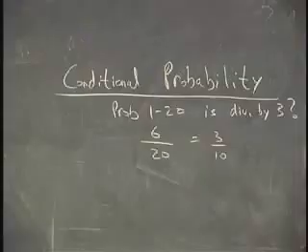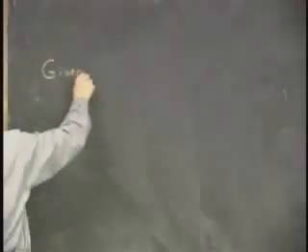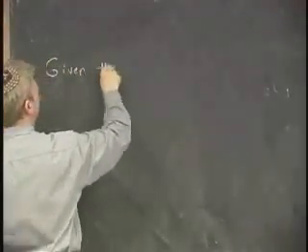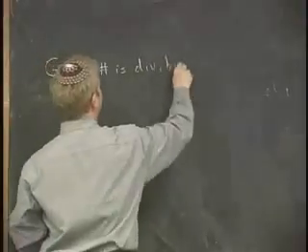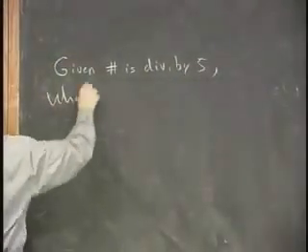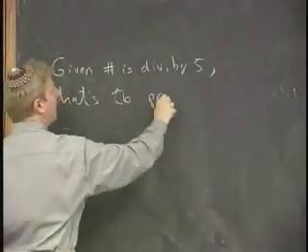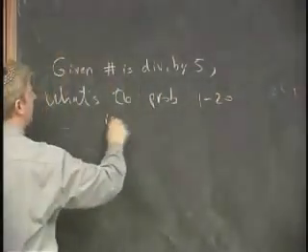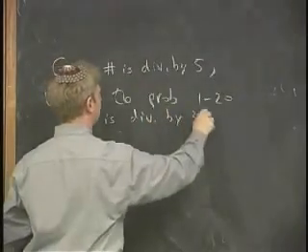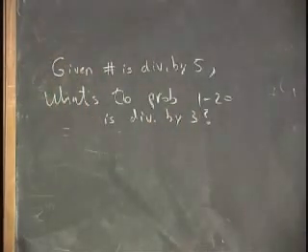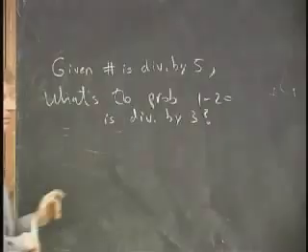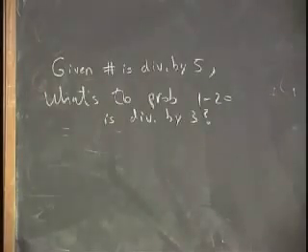Now let's switch it a little bit. Given, not that the other one's a girl or that one's a boy, but given that a number is divisible by 5, what's the probability? Same question: that a number 1 to 20 is divisible by 3. You're given that a number is divisible by 5. I'm granting you that fact. The number is definitely divisible by 5. What's the chance that a number picked between 1 and 20 is going to be divisible by 3, assuming that it's divisible by 5?